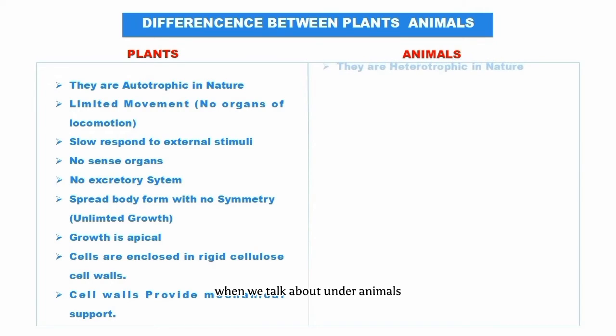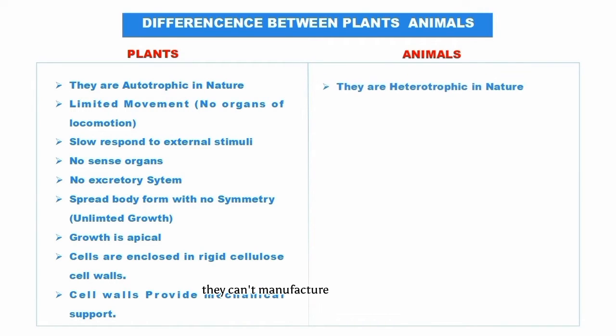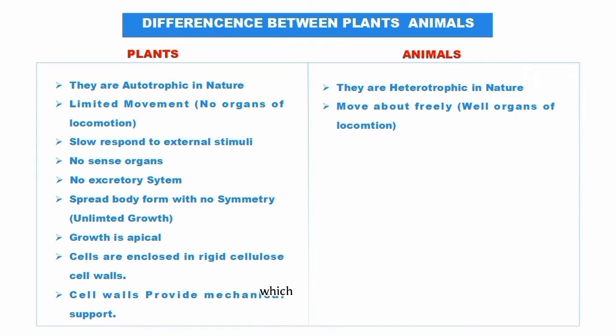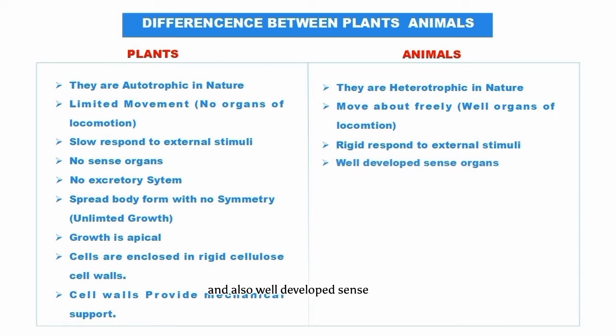When we talk about animals, they are heterotrophic, they can't manufacture their own food, they lack photosynthesis, and they depend on ready-made food. They move about freely, which means they have well-developed organs of locomotion, for example flagella, cilia, and others. They respond quickly to external stimuli, and also have well-developed sense organs.